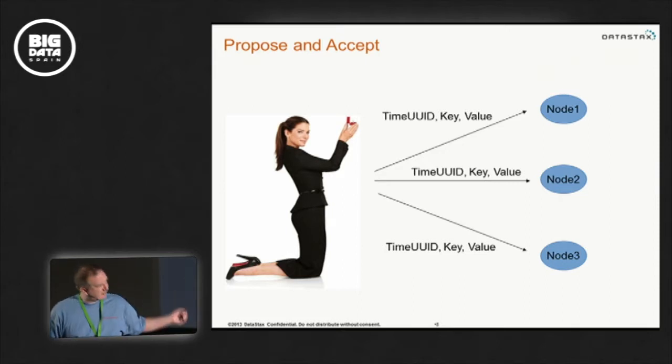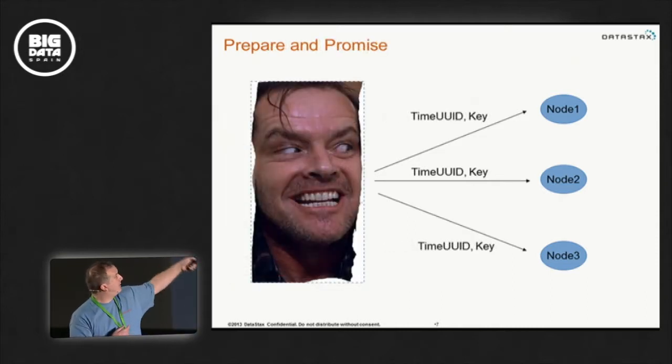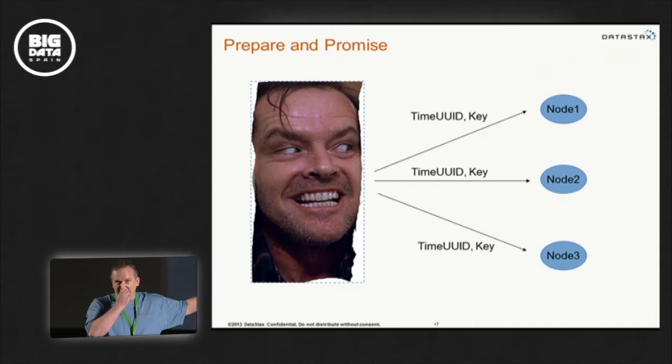So then we go into a second round. This time we give the time UID again, the key, and the value that we want to change it to, and we send that to all nodes. The reason for having the second round is what happens if my server crashes after I've done the initial. So I've got my prepare, I've got my promise, but then my node who's coordinating dies in state. The client is rerouted to another node. Someone else is going to have to pick up that mess.